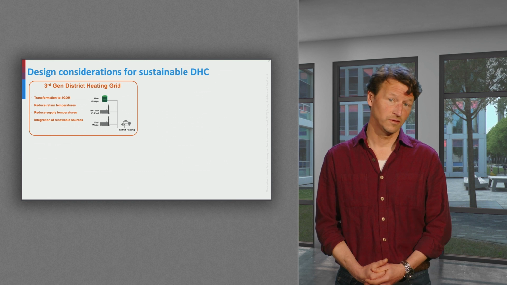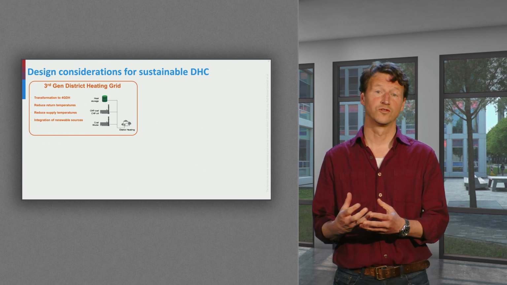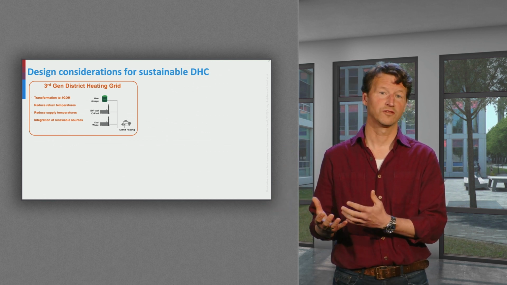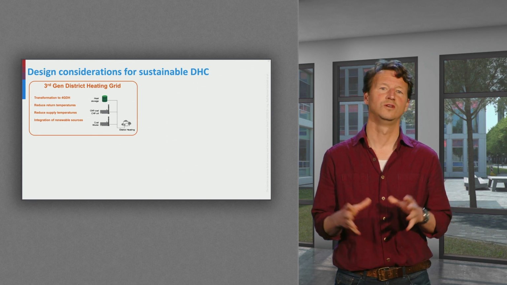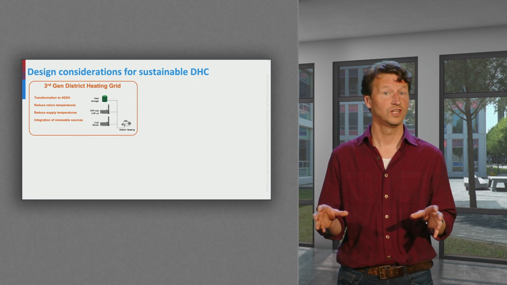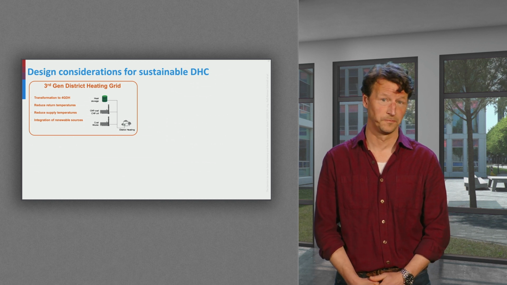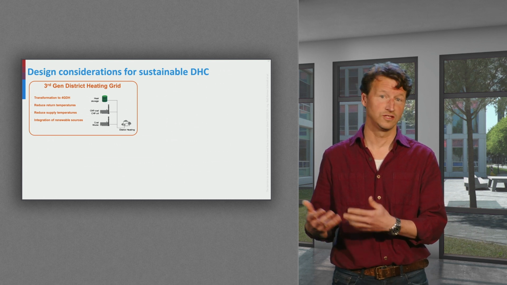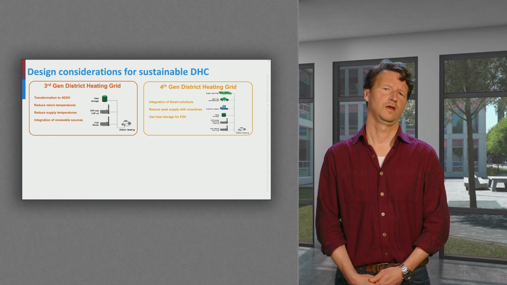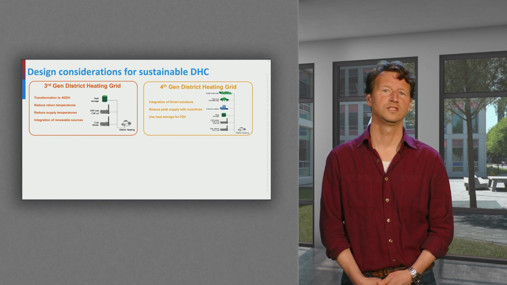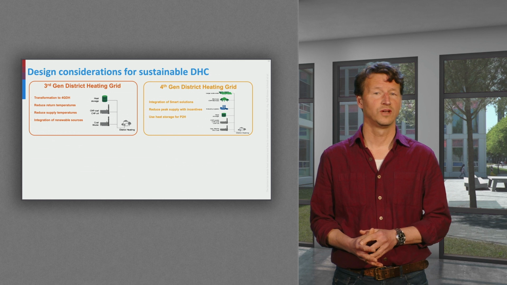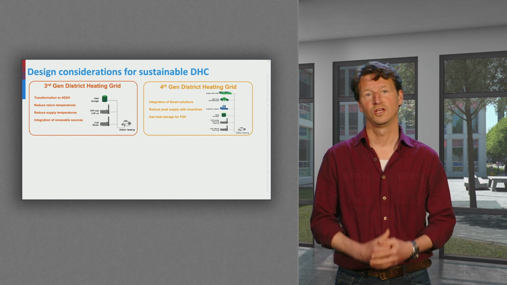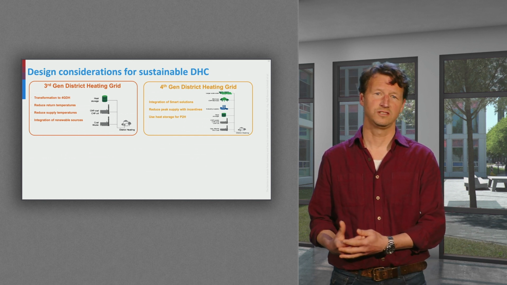An existing third generation grid, for example, needs to transform from high temperature to medium temperature levels. This requires efforts to reduce the return temperatures in all connected buildings, such that the supply temperatures can be reduced as well. These lower temperatures enable the integration of renewable sources like geothermal energy. One of the challenges in the fourth generation district heating grids includes the integration of smart solutions. Incentives like variable tariffs can be implemented to reduce the peak demand and minimize the use of peak boilers.